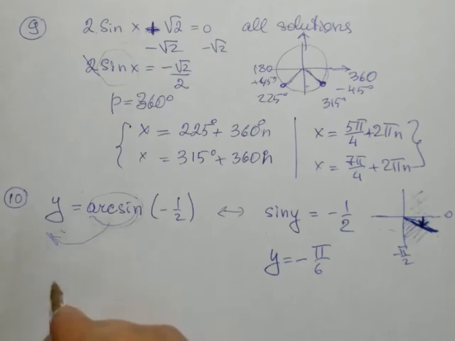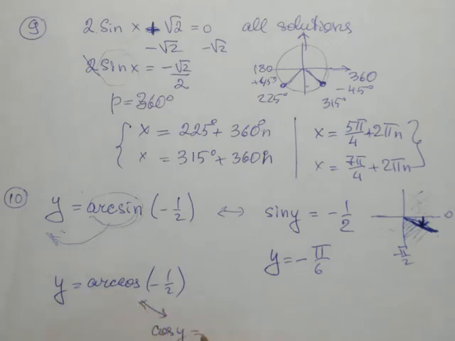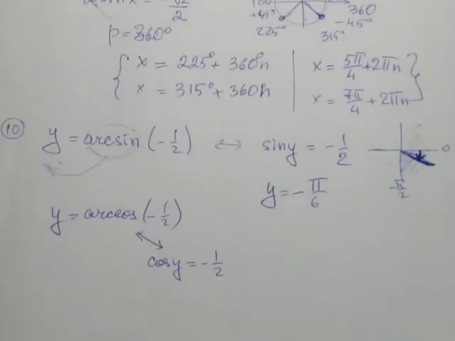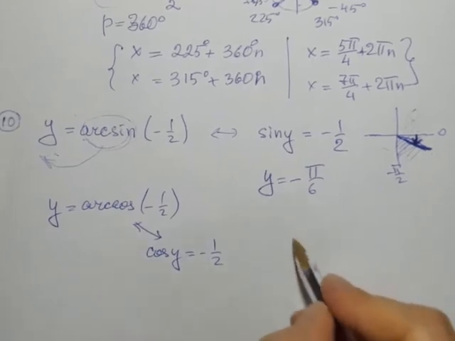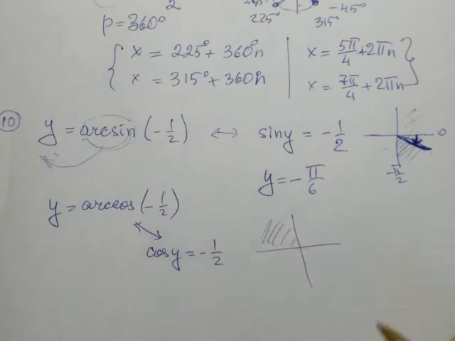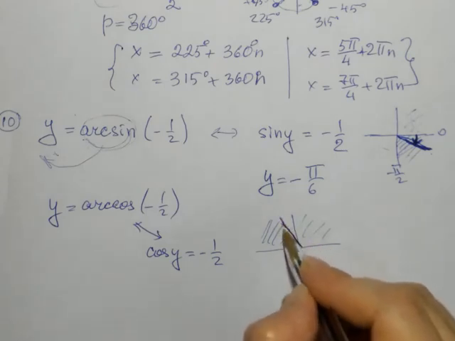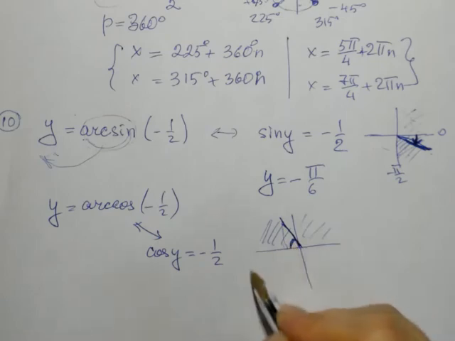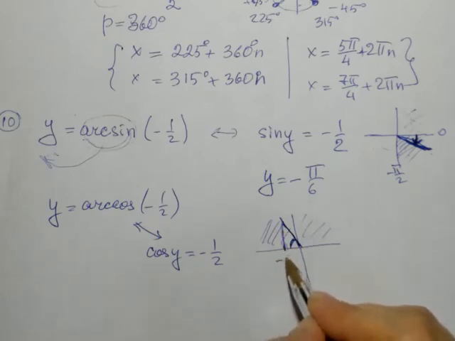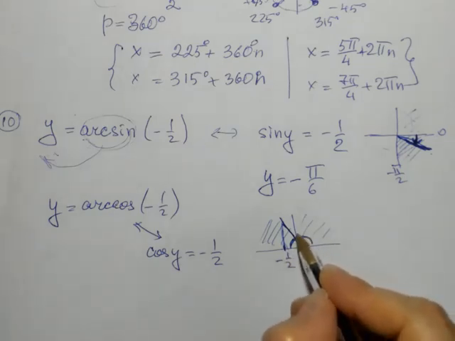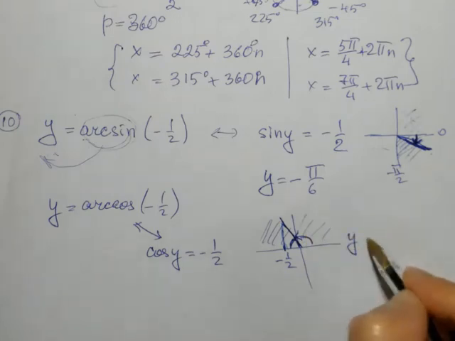If it were arc cosine, y equals arc cosine of negative 1/2, then the equivalent equation will be cosine y equals negative 1/2. And negative cosine is determined in the second quadrant. Positive in the first and negative in the second. Cosine is negative 1/2 for the angle with the reference angle 60 degrees. Then the x-coordinate is negative 1/2. And this is the angle 2 pi over 3. So y equals 2 pi over 3.